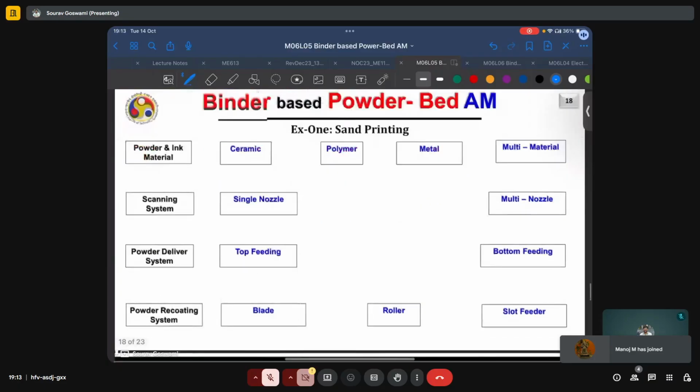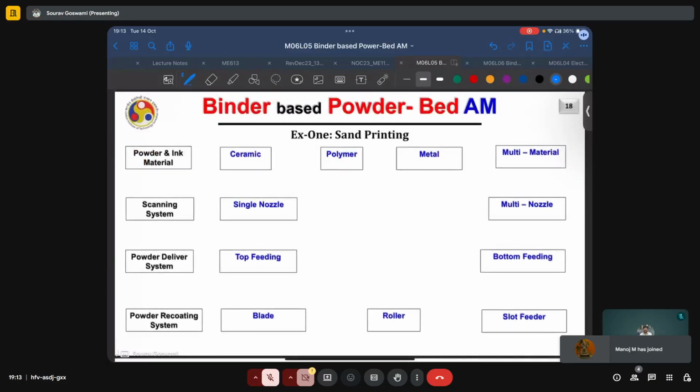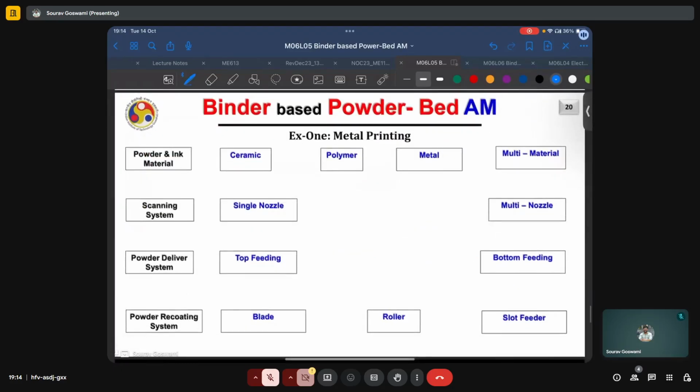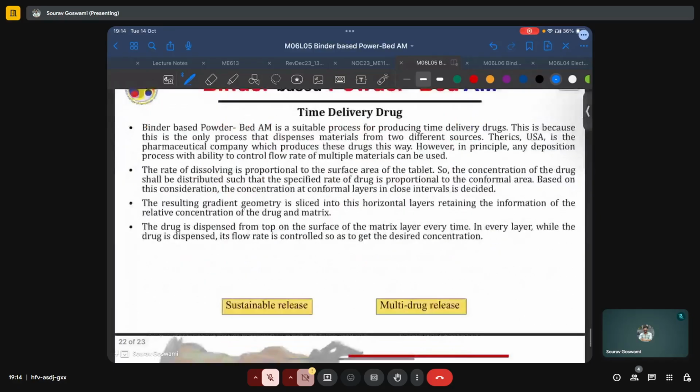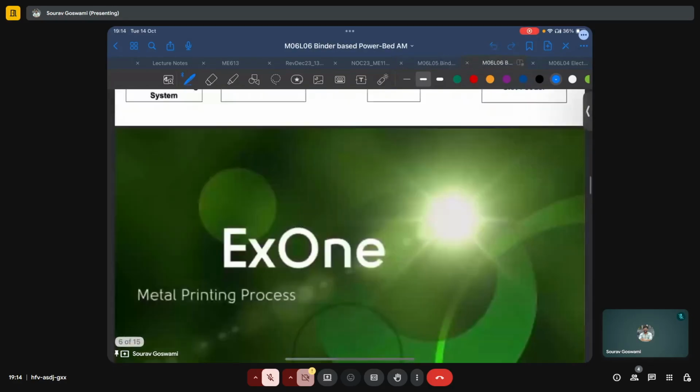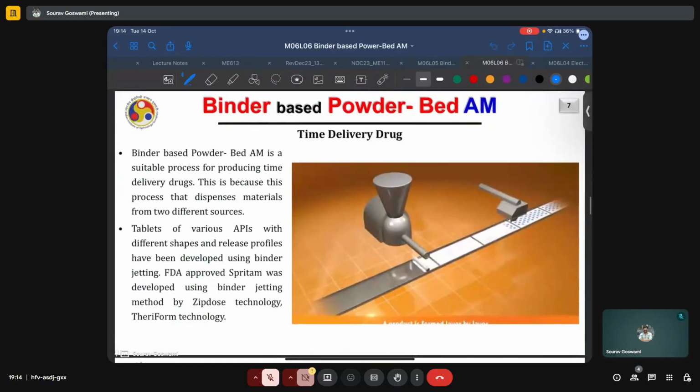And some other binder-based powder bed AM technologies are those that print sand and also those which print metal using binder jetting. A very exciting and practical real-world application of the binder jetting process is that of time delivery of drugs. Binder-based powder bed AM is a suitable process for producing time delivery drugs.